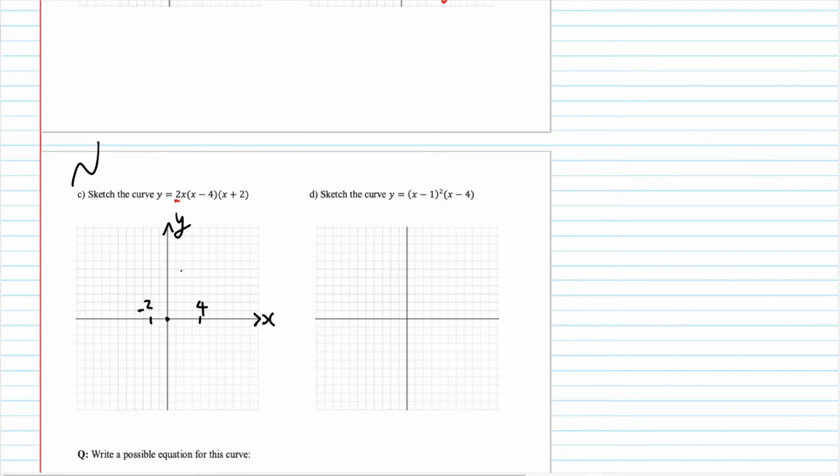Now, find the y-intercept. The y-intercept is going to be 0 because when we substitute x equals 0 into here, this is going to be 0, right? 2 times 0 is 0. So 0 times anything gives you 0. So we know that it's going to go through here.